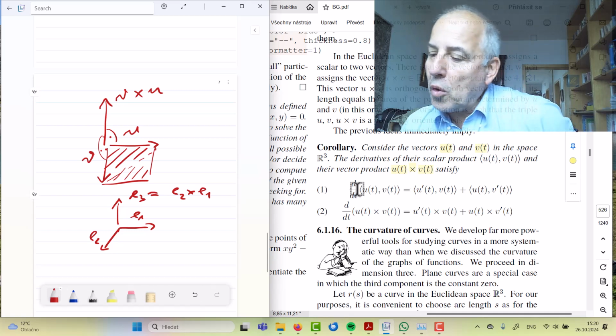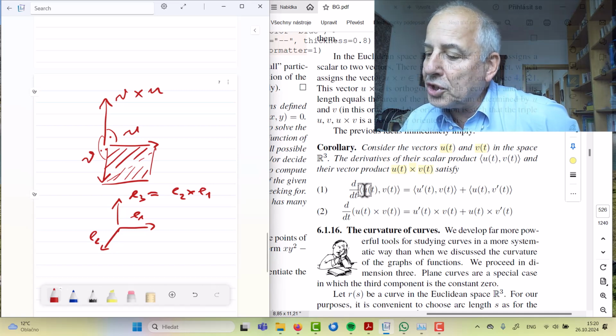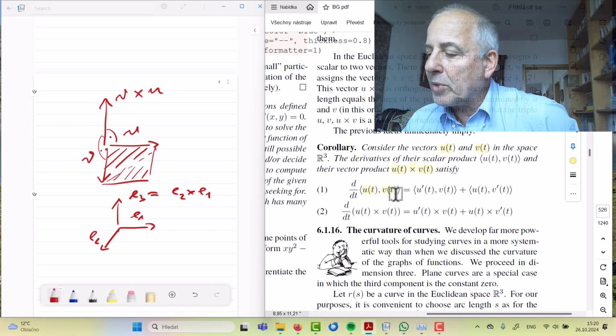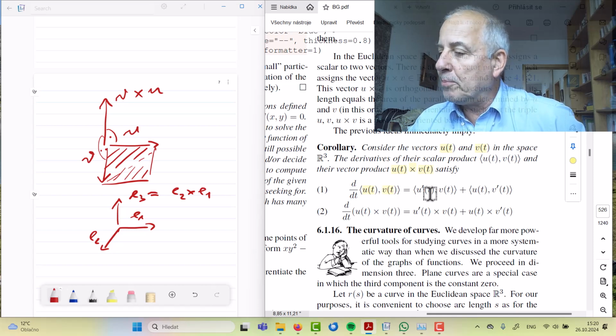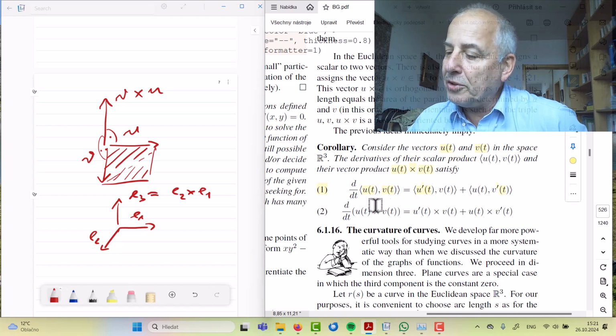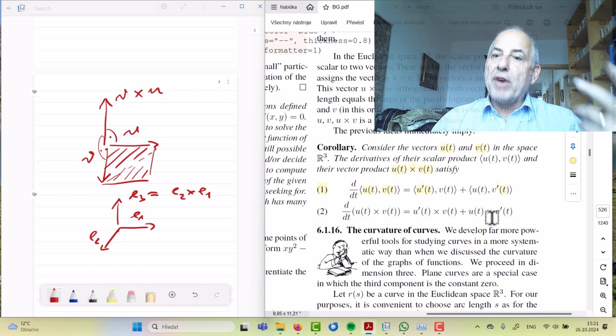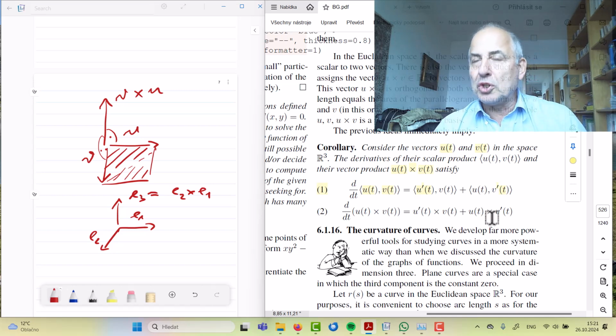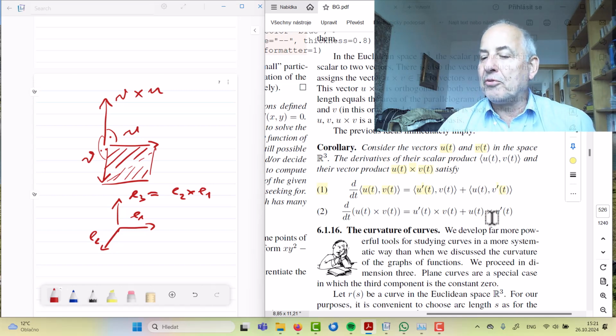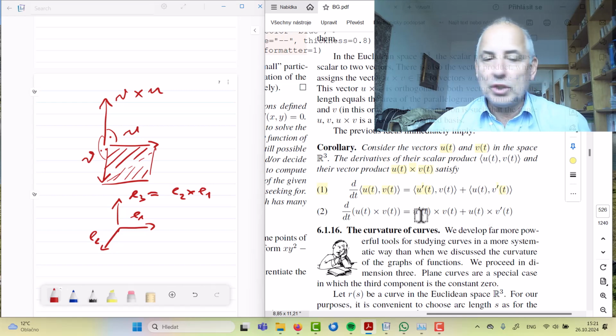So if we differentiate the scalar product of our two curves, then we simply have this rule. We differentiate one and leave the other, differentiate the other, leave the first. And if we differentiate the vector product, it's again the same, right? Because the vector product is a vector-valued antisymmetric bilinear form. So this is the thing.